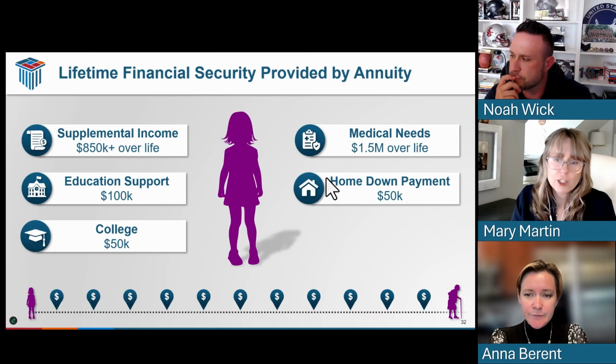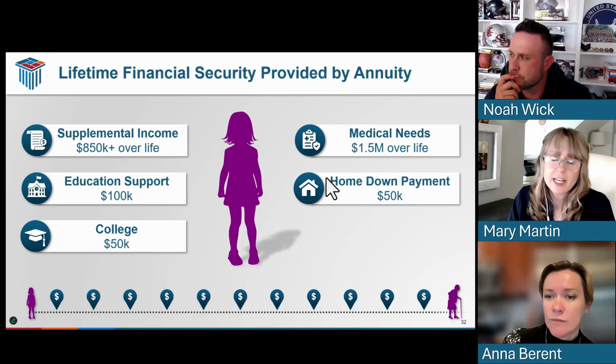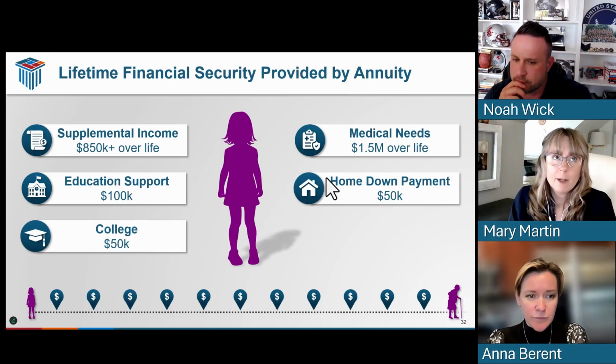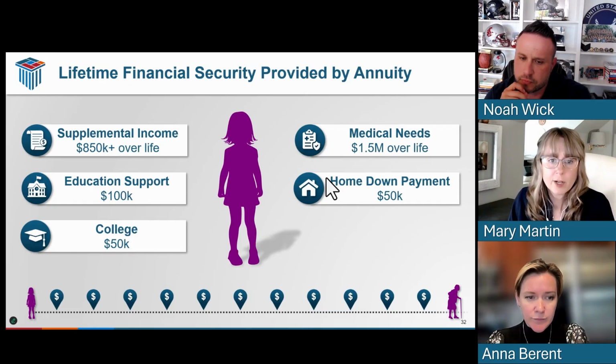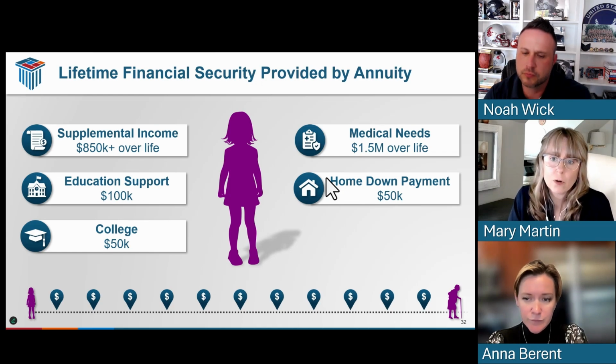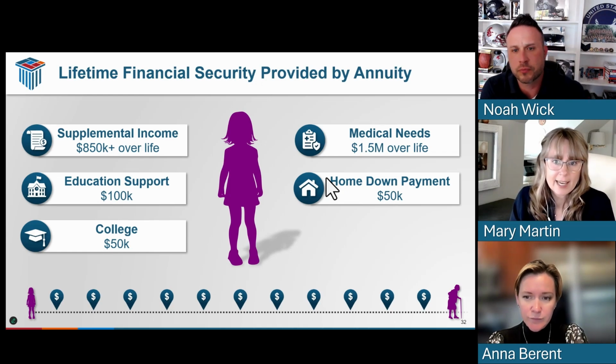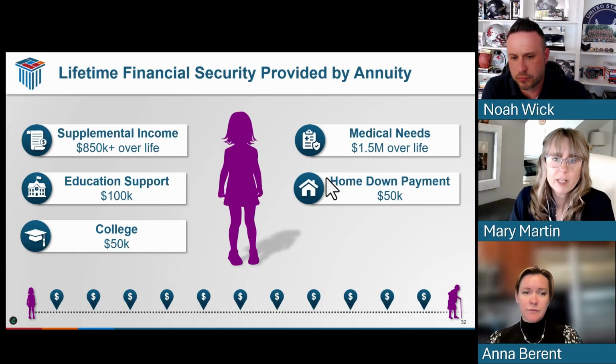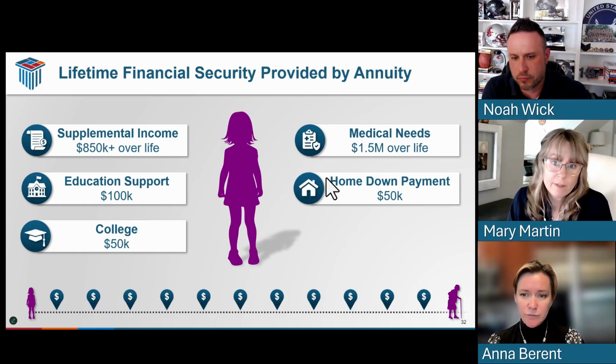Got education support, college, medical needs, home down payment. There can be all different kinds of payment streams we can create. We're not limited to these categories, right? These are example categories. But once we can get a little bit of a conversation with plaintiff, a little bit of an insight to who they are, we can often really figure out what's going to motivate them.